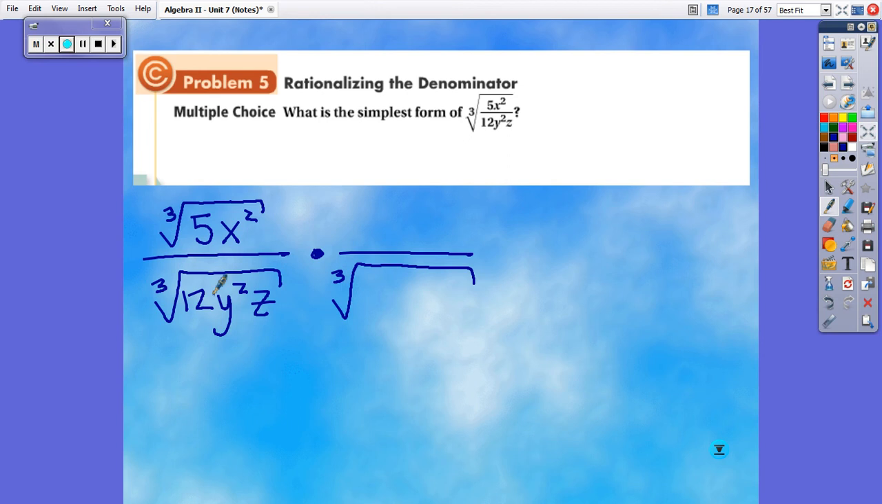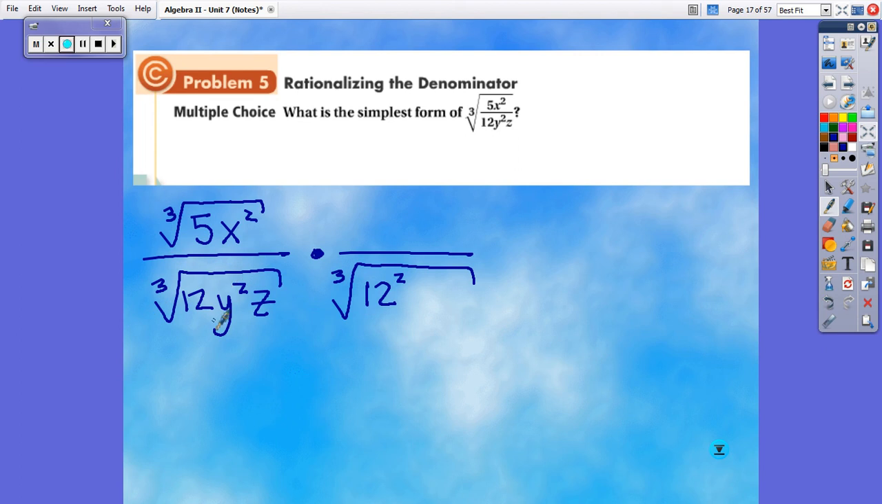How many 12s do I have under my cube root? There's only 1 there. But in order to pull a 12 out of the cube root, I need to have 3 of them. I only have 1, so I have to multiply by 2 more. So I'm going to do 12 squared, 2 more 12s.